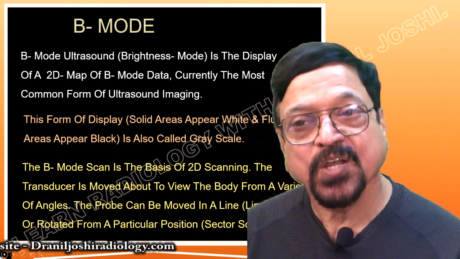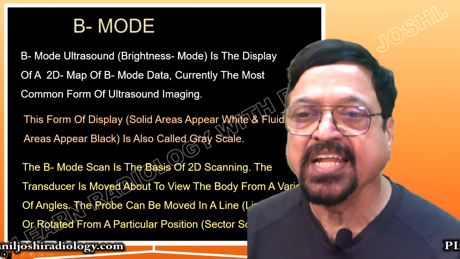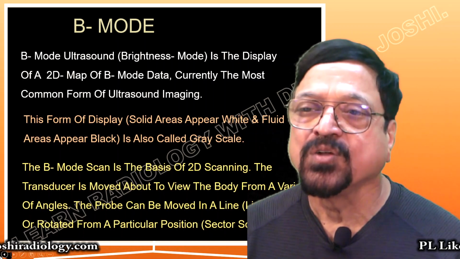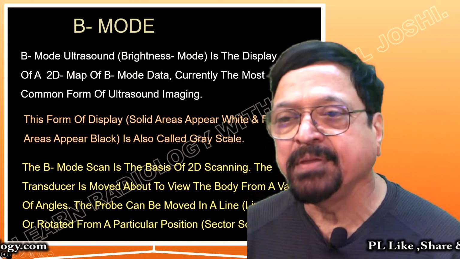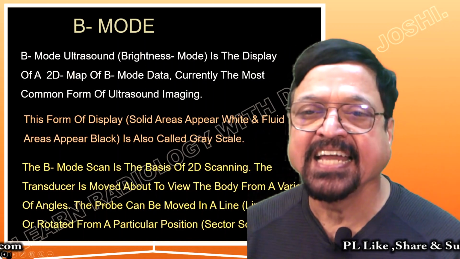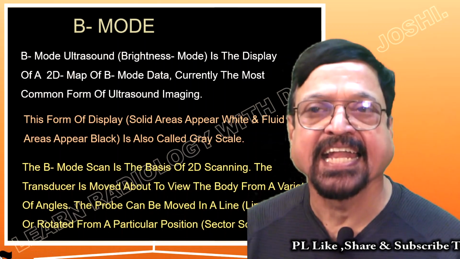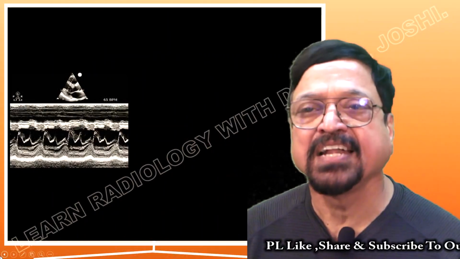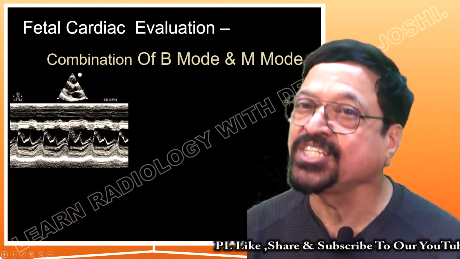Now the B-mode scan is the basis of 2D scanning. The transducer is moved about to view the body from various angles. The probe can be moved in a line, that is linear, or rotated from a particular position, that is sector scanning. Both of these are different applications of B-mode. Here we are showing only B-mode and not its applications.